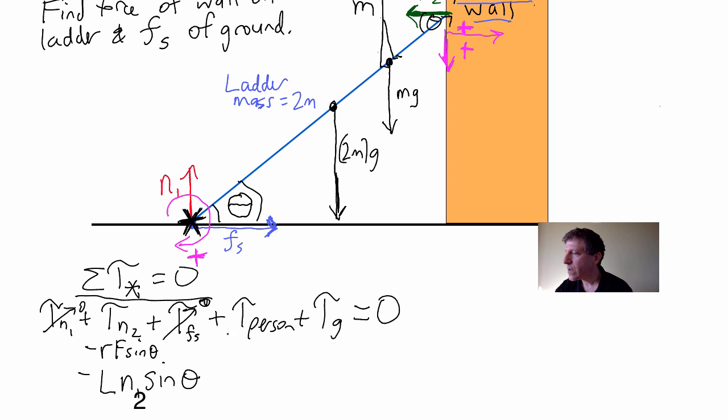Okay, how about this one right here? What is the torque due to the person? Well, I'm going to use rF sine theta again.